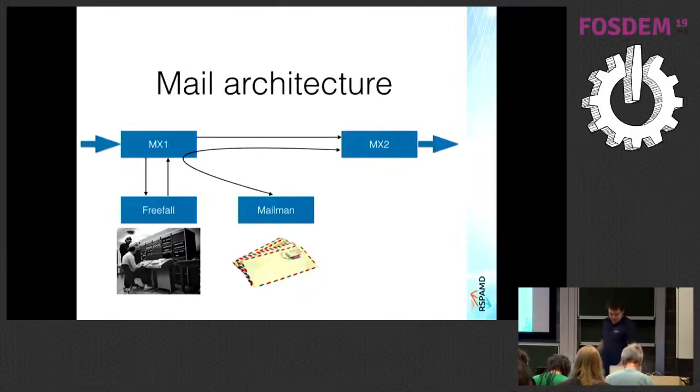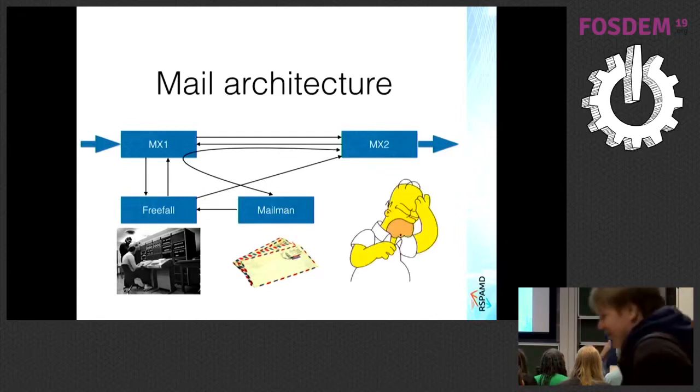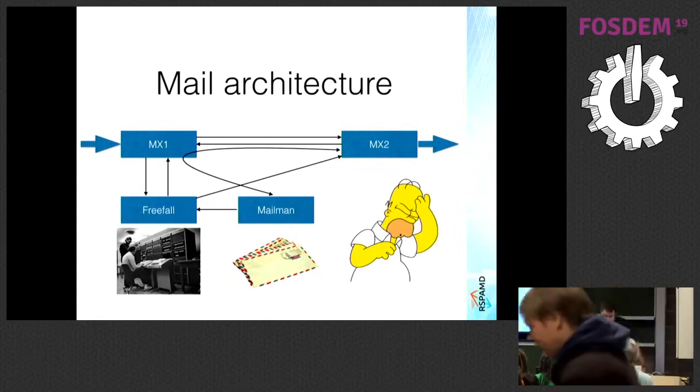Then MX1 operates with MX2. MX2 can send back delivery state notifications via MX1. FreeFall can send email via MX2. Mailman can send emails to FreeFall for local users. And that was my opinion about the whole system.